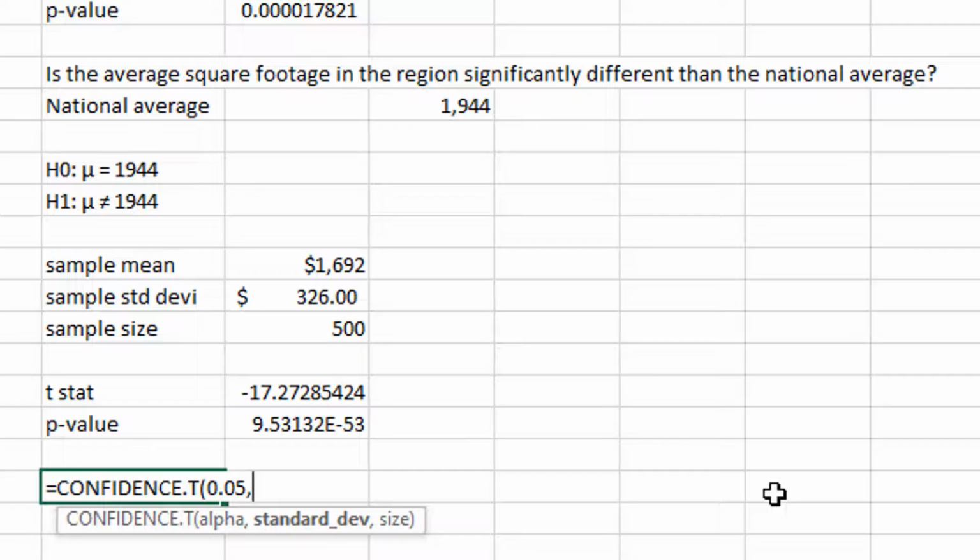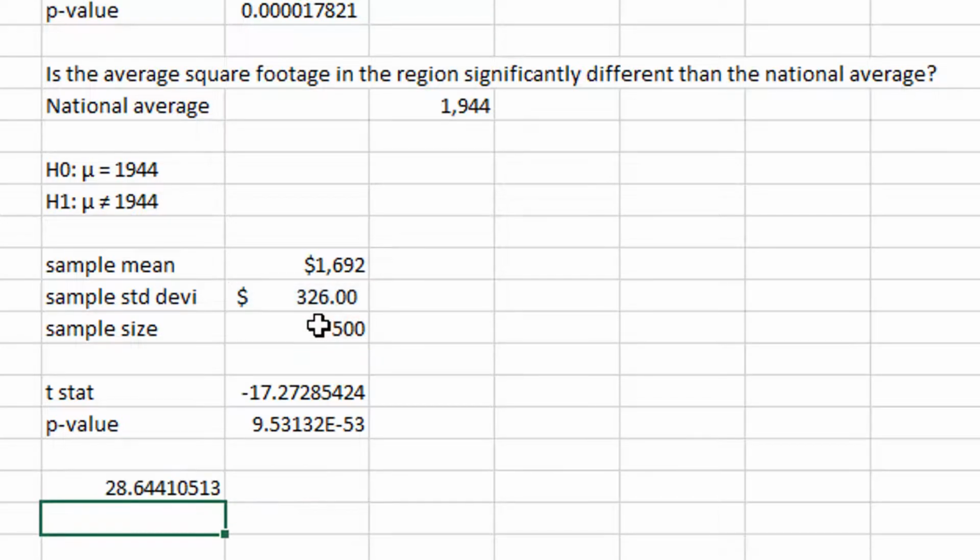The standard deviation is actually calculated right here, and the sample size is calculated right here. So those are my inputs for this. This 28 number is square feet. So what I want to do is take my sample mean and subtract this 28, square feet.